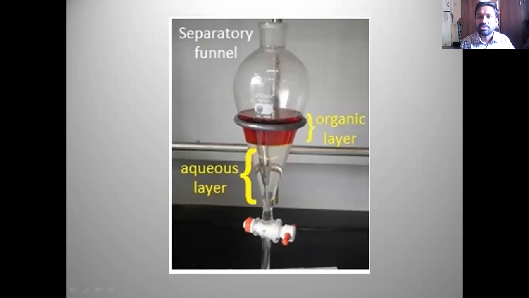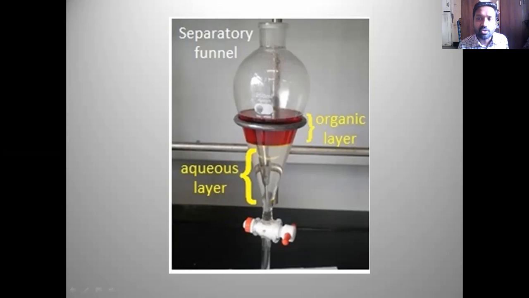Of course, that was only a graphic. This is the real image of the extraction process. Can you see a layer separation, a boundary between layers? You have the lower aqueous layer and the upper organic layer. More usually the upper layer will be the organic layer because these organic liquids have lesser density than water. But there are a few exceptions.